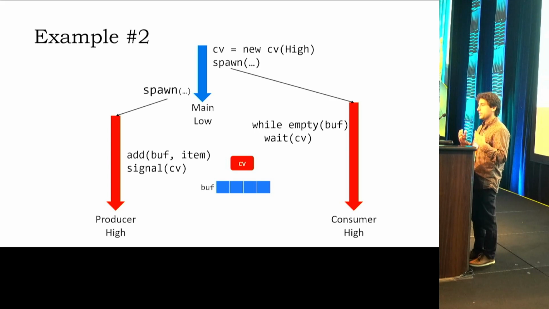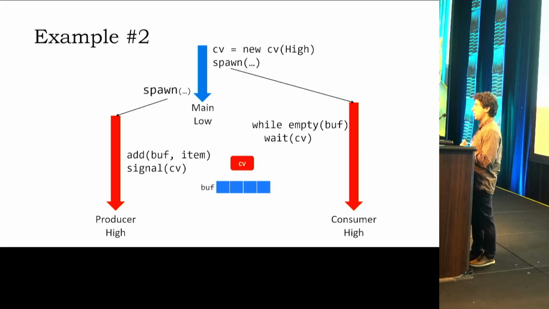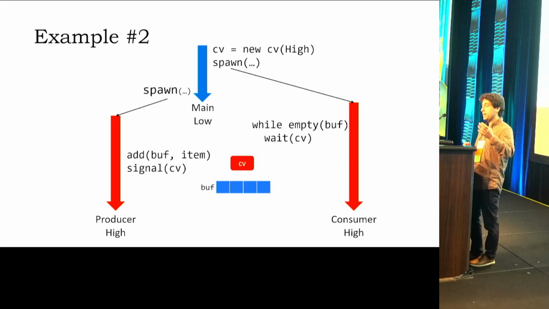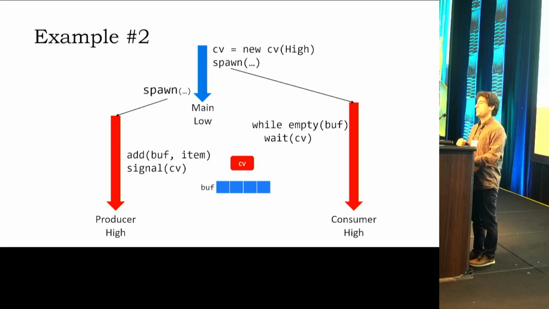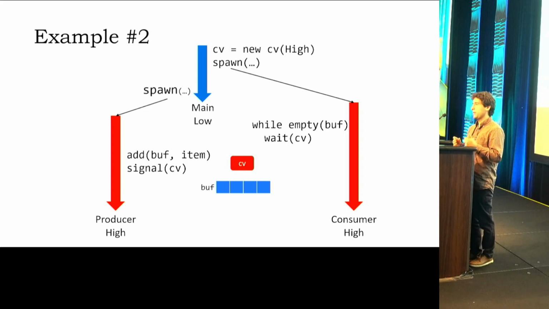So this is an instance of the classic producer-consumer problem, but with a slight twist. So you have a low priority main thread that spawns these two threads at high priority. One is going to produce items that it puts into this buffer. The other is going to consume items from the buffer. And the two threads share a condition variable that the consumer thread waits on if it finds the buffer empty. So consumer thread finds the buffer empty, it waits on the condition variable, and then when the producer thread adds an item, it signals the condition variable so that if the consumer is waiting for it, it wakes up.